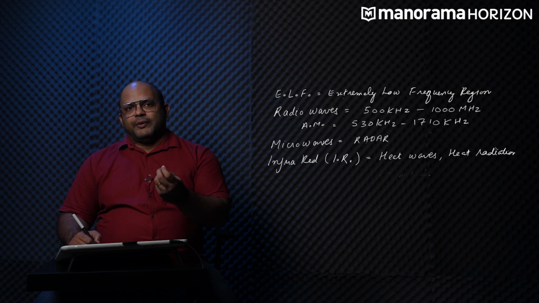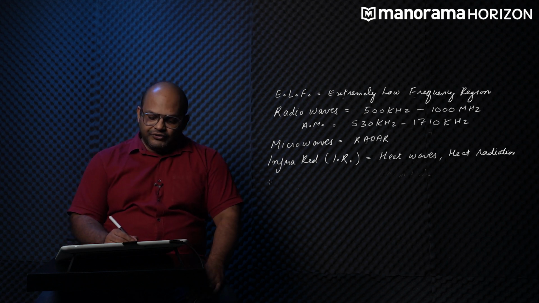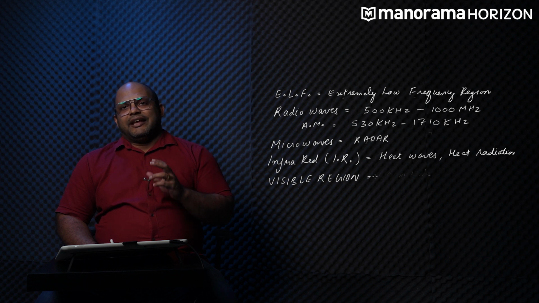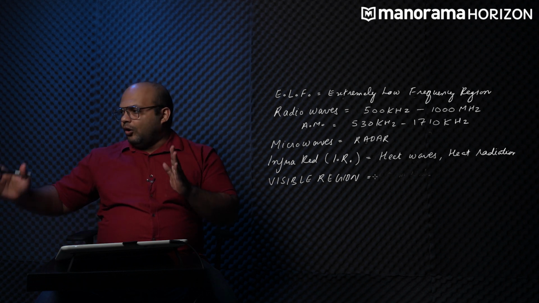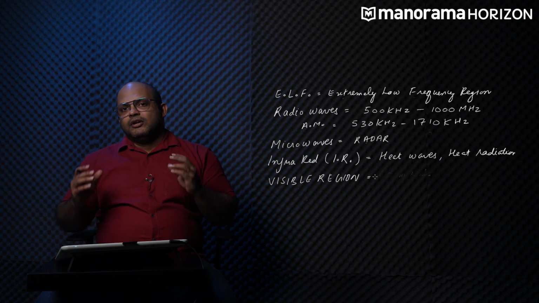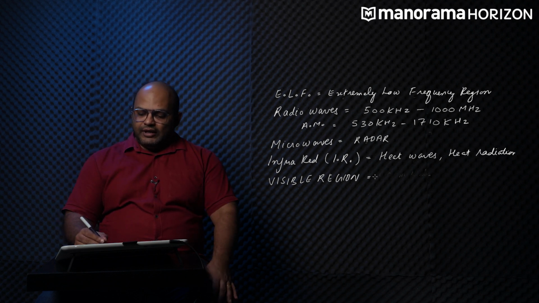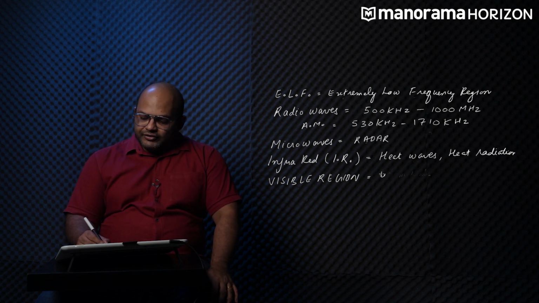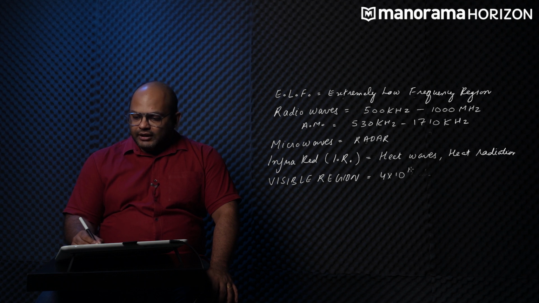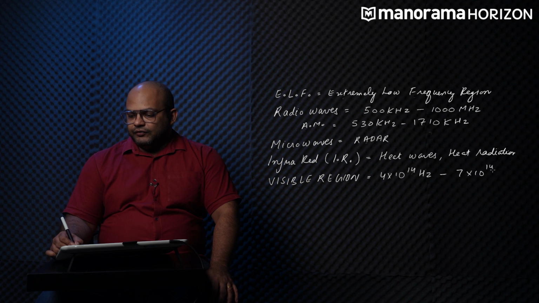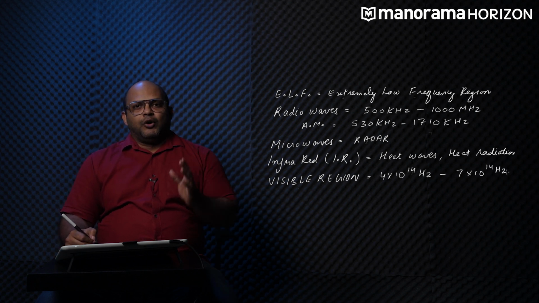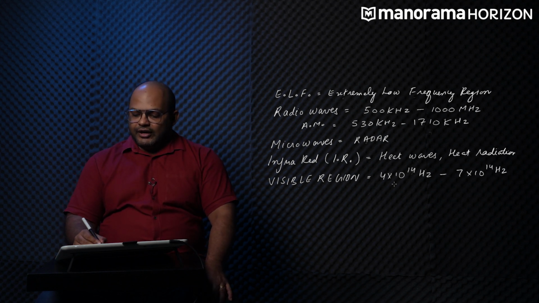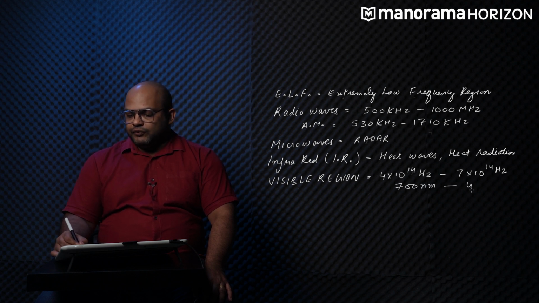And this region of the spectrum is what we call the visible region. The visible region extends from the color red all the way to the color violet. So in terms of frequencies, the visible range of light extends from about 4 times 10 to the power 14 hertz all the way to 7 times 10 to the power 14 hertz. If you want to talk in terms of wavelength, this range extends from 700 nanometers for red to about 400 nanometers for violet light.